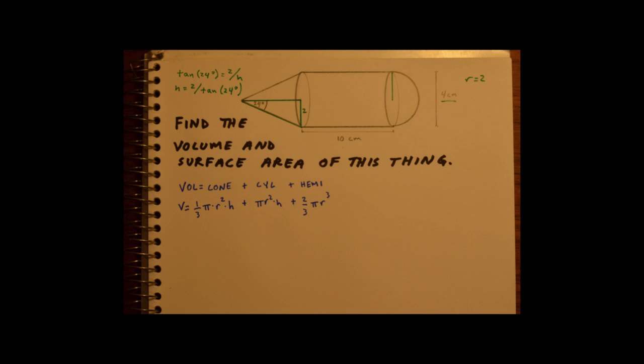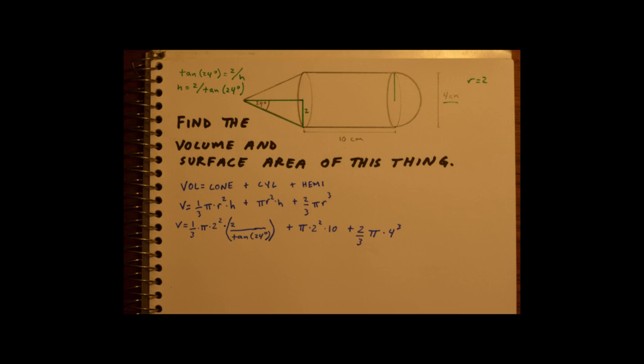Then we have all the information we need. We know the radius is 2. The height of the cone is 2 over the tangent of 24. The height of the cylinder, that's just given to us as 10. And so we're just going to sub in all of these numbers into our formula and start punching numbers on the calculator.